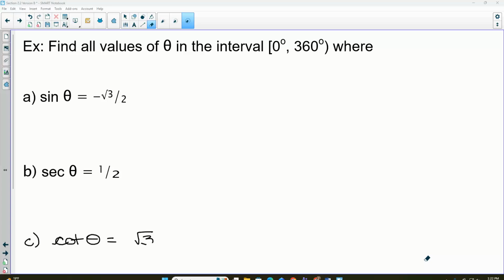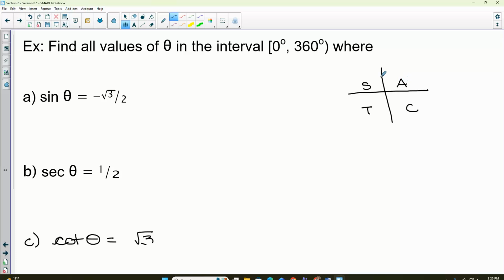This is asking us to work backwards and try to find an angle. So we're trying to find theta between 0 and 360, so just one time around the circle, every time sine is negative radical 3 over 2. So if we think about our "All Students Take Calculus," how many times is sine negative when we go around the circle? 2. So I'm going to get 2 answers.